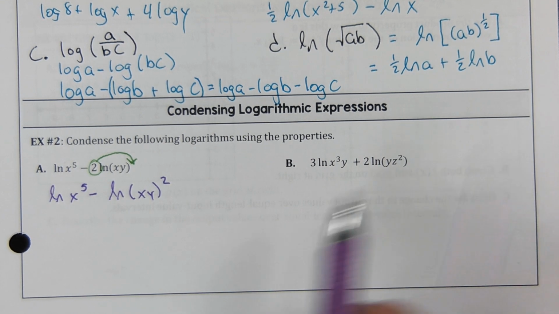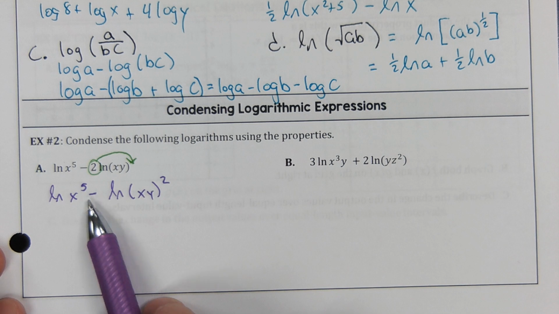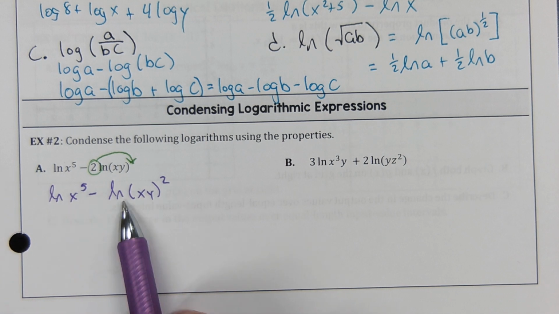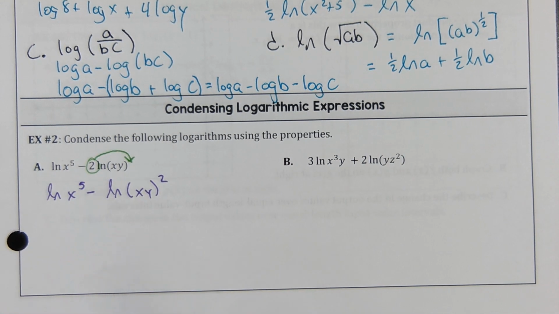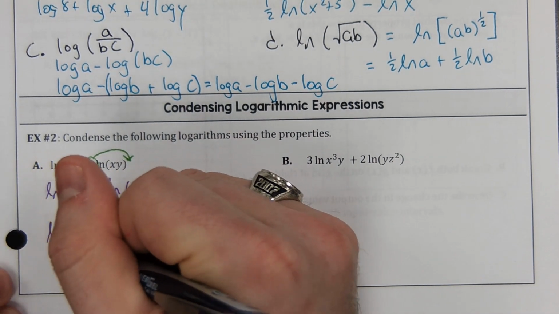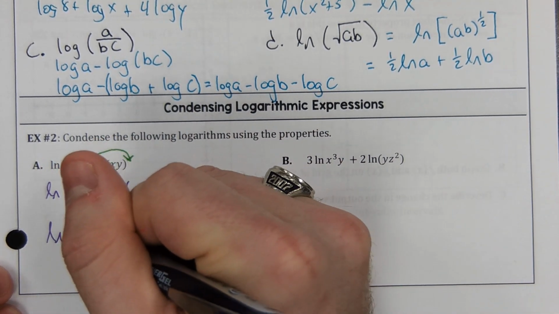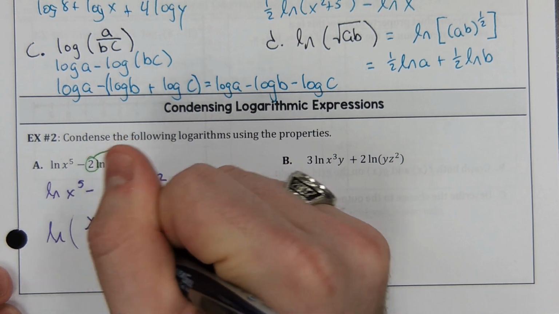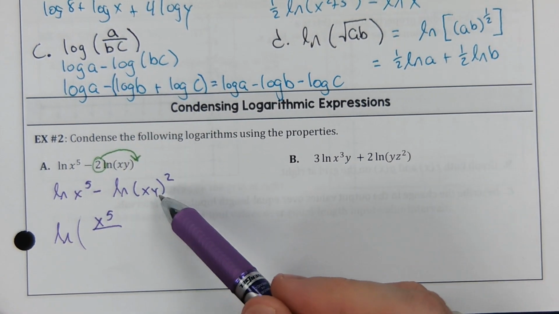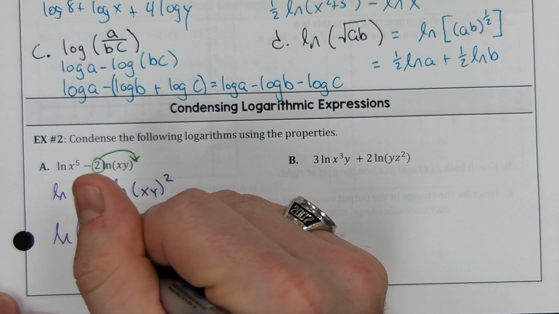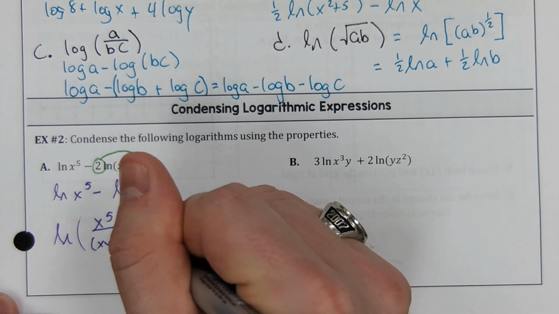We can do one more thing. The subtraction of two logarithms that have the same base, these are both log base e, closure property, yeah. The subtraction between two logarithms is one logarithm with division in its argument. So the ln of x to the 5th over, and you could say x squared y squared, or you could just say quantity xy squared. That one really doesn't matter.